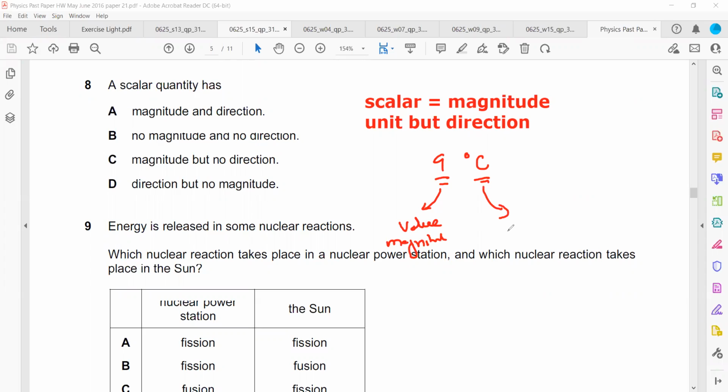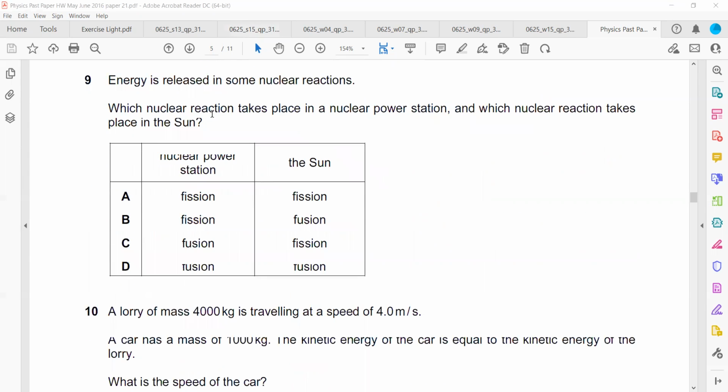And what is degree centigrade? It is a unit. But when we mention the temperature, we don't say in the direction of east, west, north, south, upward, downward. So we don't mention any direction, so there is no direction. If the quantity does not have any direction and it is having a magnitude and unit, we call that a scalar quantity. But if it was having all the three, magnitude, unit and direction, we will call that a vector quantity. So this is a general definition of scalar.